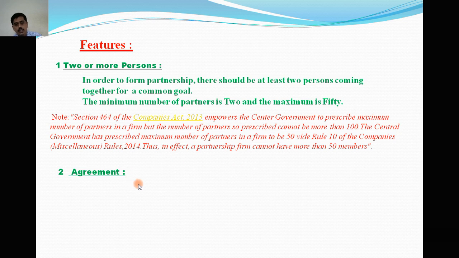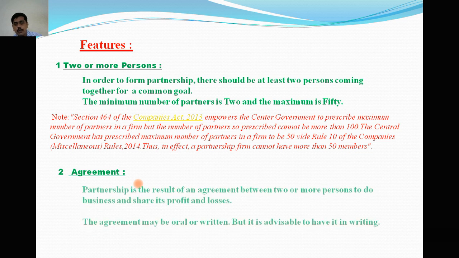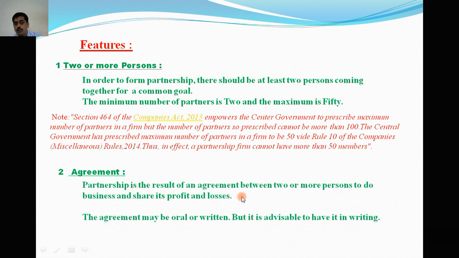Second one is agreement. Partnership comes into existence by an agreement among the partners. So it is essentially a baby of an agreement. Partnership is the result of an agreement between 2 or more persons to do business and share its profits and losses. And this agreement may be oral or written. There is no condition that a partnership agreement should be in writing, but it is advisable to have it in writing.